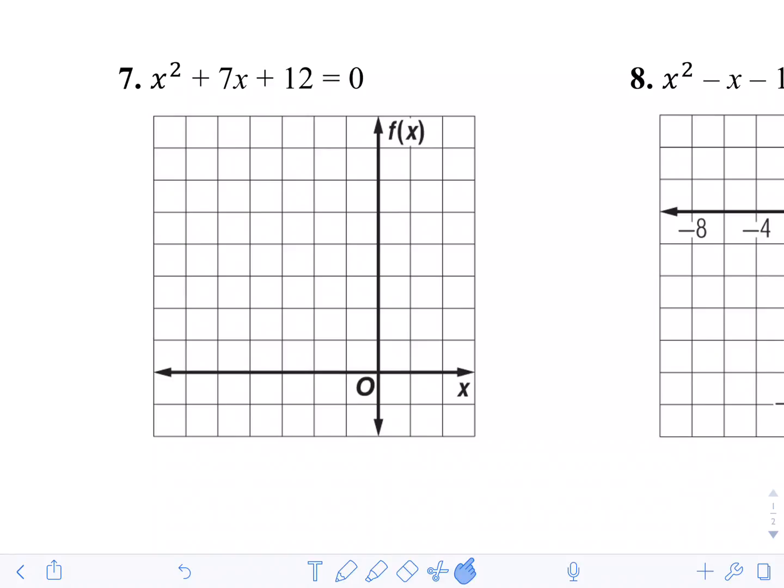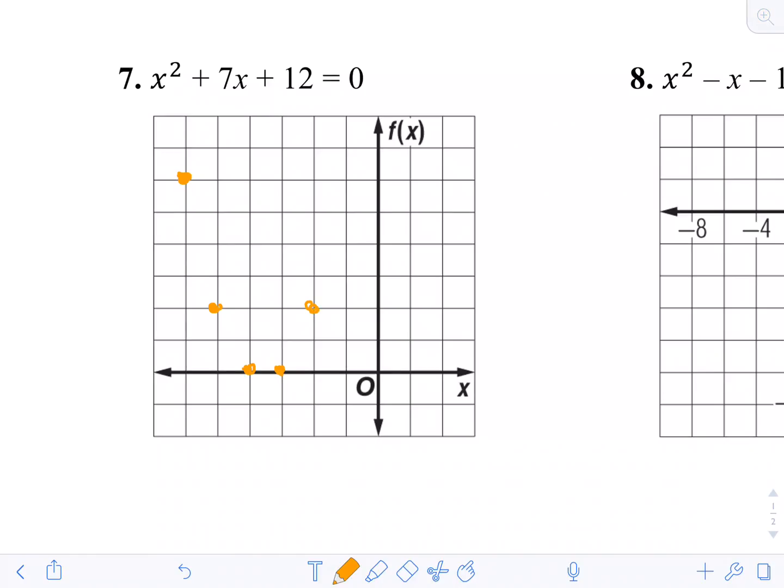I can plot negative 6, positive 6. So 1, 2, 3, 4, 5, 6, 1, 2, 3, 4, 5, 6. So negative 6, positive 6, and negative 5, 2. 1, 2, 3, 4, 5, 1, 2. Negative 4, 0. 1, 2, 3, 4. Negative 3, 0. Negative 2, 2.